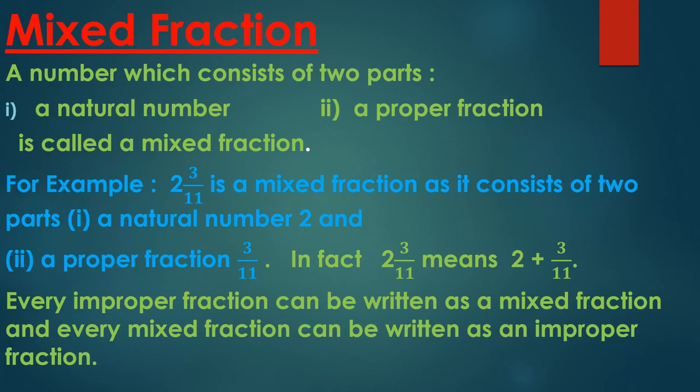In fact, we can write down 2 3 upon 11 as 2 plus 3 upon 11. We can separate 2 because 2 is a whole. So 2 plus 3 upon 11, we can write in this way also. Every improper fraction can be written as a mixed fraction and every mixed fraction can be written as an improper fraction. We can change improper into mixed and mixed into improper also.